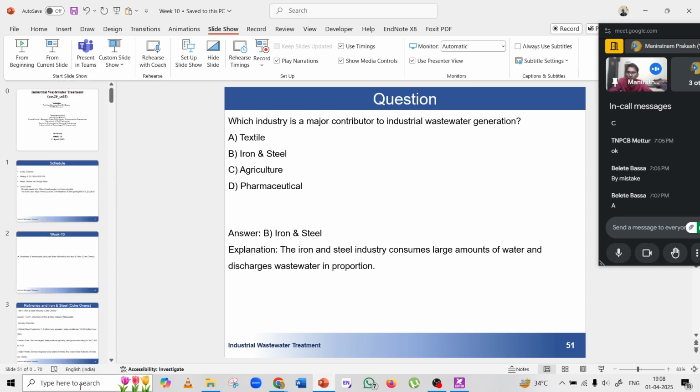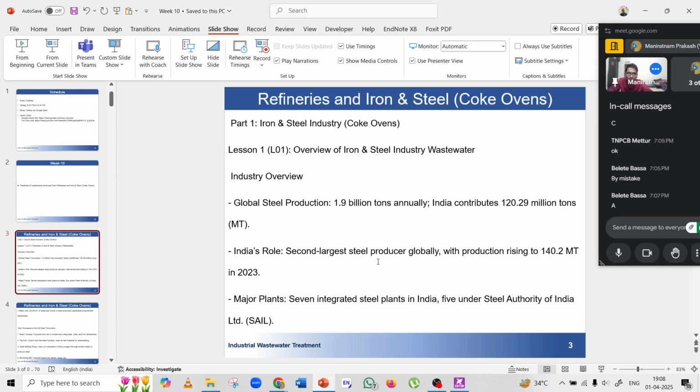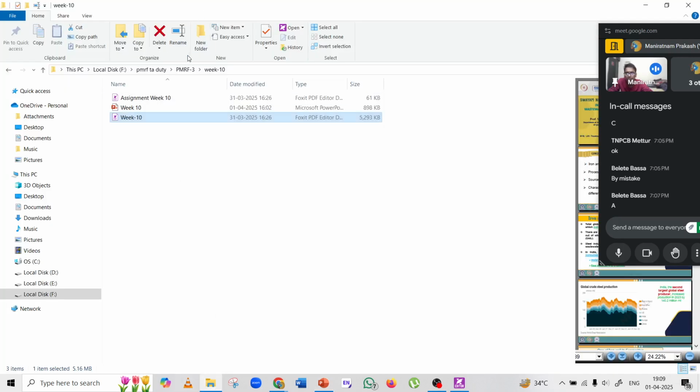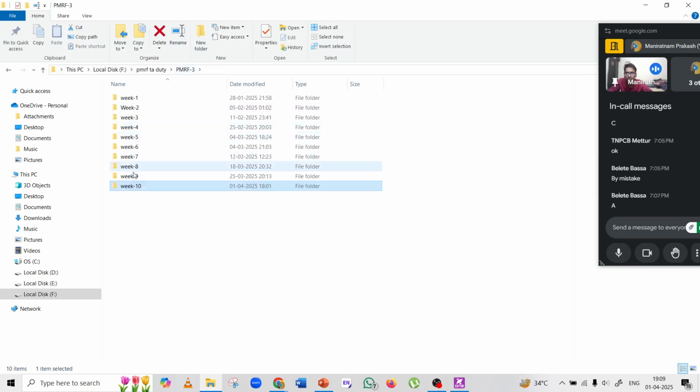No need to show the data. Here you can see this. So per ton of steel, this much water is used. Okay? And it says that a proportional amount of wastewater is also produced, that is around 620 to 2560. Okay? Now let's see.